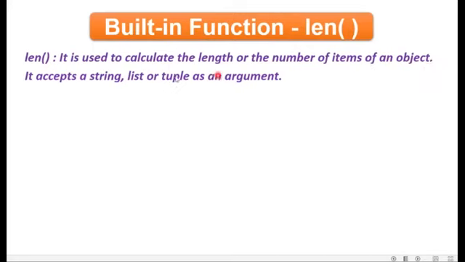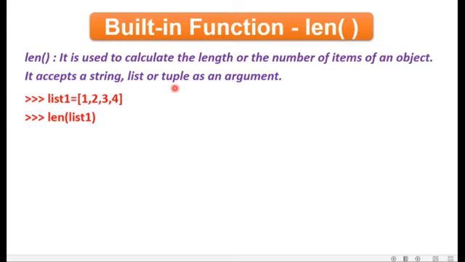My object can be a string, list, tuple or a dictionary, which can be passed as an argument inside my length function. If I pass a string as an argument inside the length function, then it will calculate how many characters are there in my string and return it to me. If I pass a list, tuple or a dictionary, then it will count and return me the number of items present in my sequence.